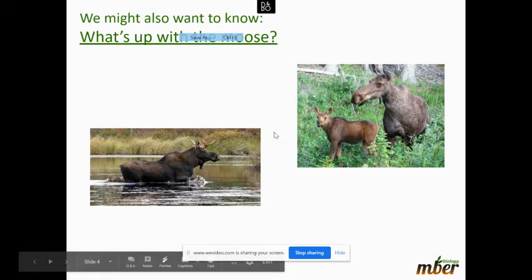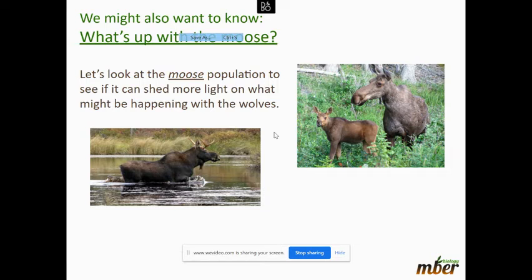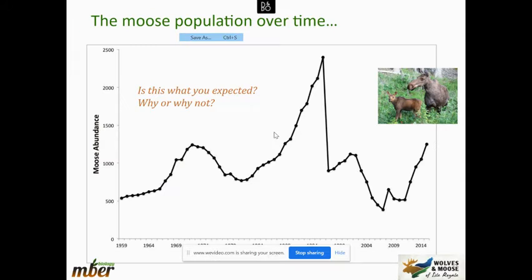So what might we also want to know about the moose? This is why we played the game. We wanted to look at the moose population to see if it could shed more light to connect with what the wolves are doing. And here is our graph.